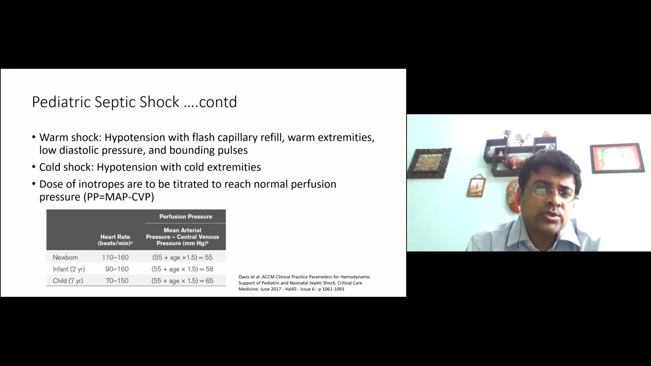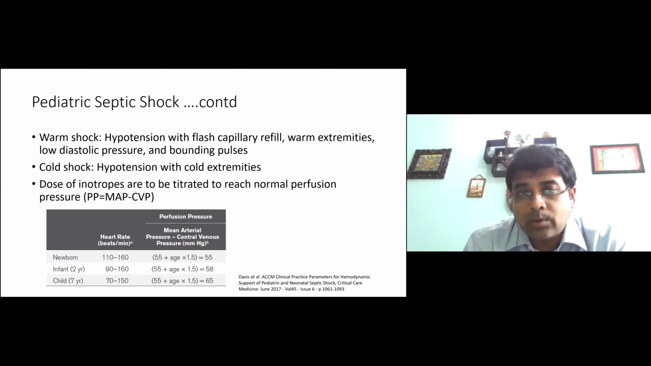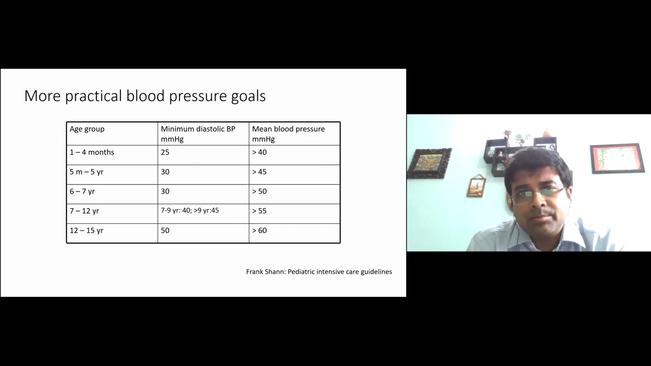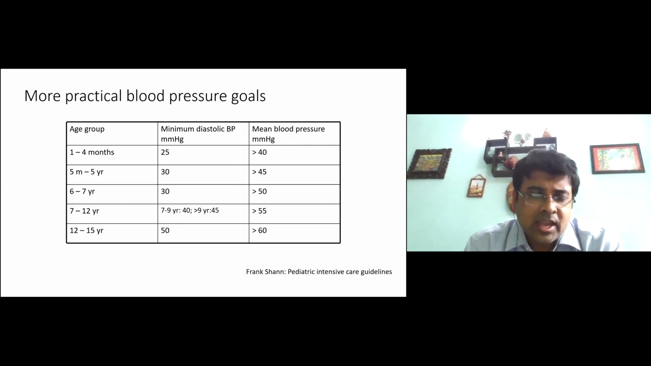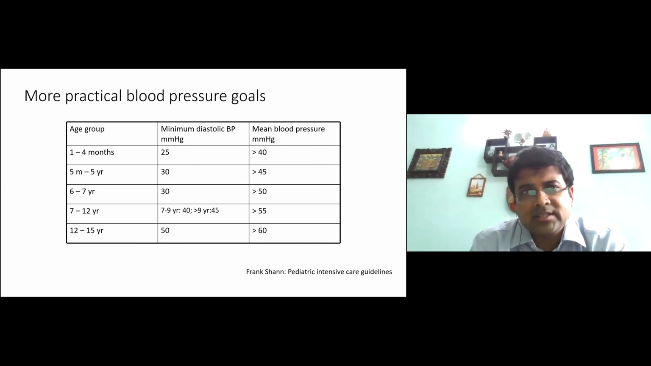The dose of the inotropes is supposed to be titrated to reach a normal perfusion based on your mean arterial pressure and the CVP. The problem is you might not have a central venous access in the first hour, so this might not be a very practical situation. But if you do, then you might have to go by the formulas that are given. A more practical blood pressure goal is this small chart that will also serve as a ready reckoner. In infants, you must have a mean blood pressure of more than 40, up to 5 years 45, at 7 years 50, 12 years 55, and above 12 years more than 60 should be the target.